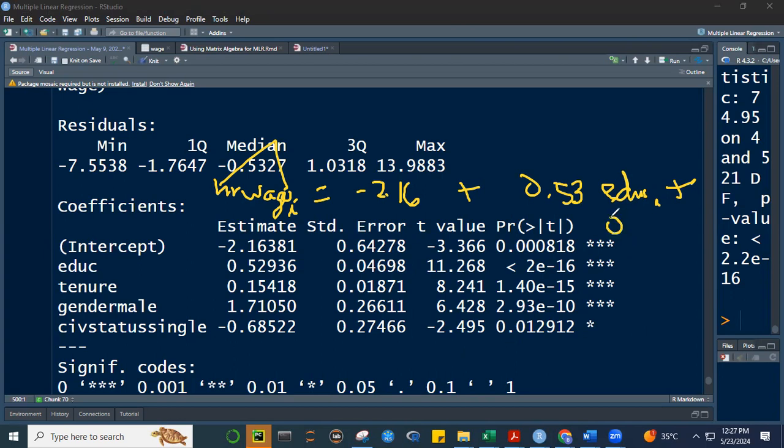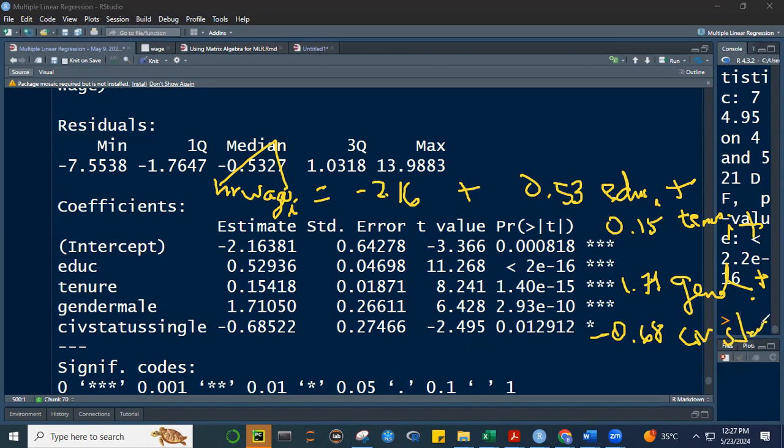0.15 times tenure sub i, plus 1.71 times gender, plus negative 0.68 civil status. Will I put an epsilon here, class? Plus epsilon sub i, or not? Do I put epsilon sub i here or not?